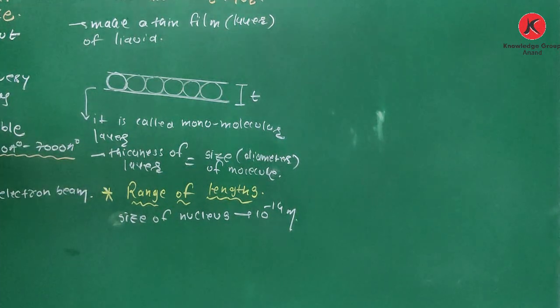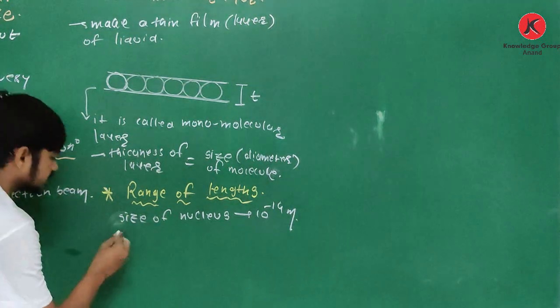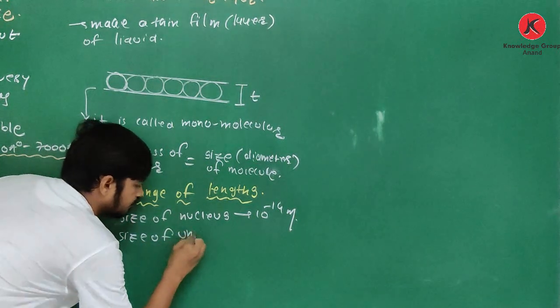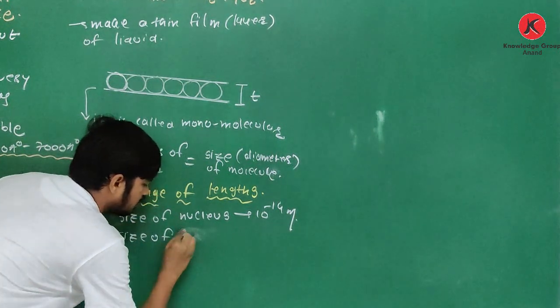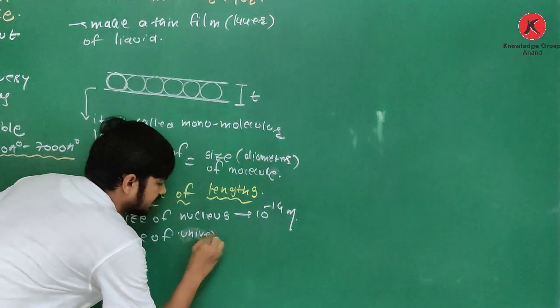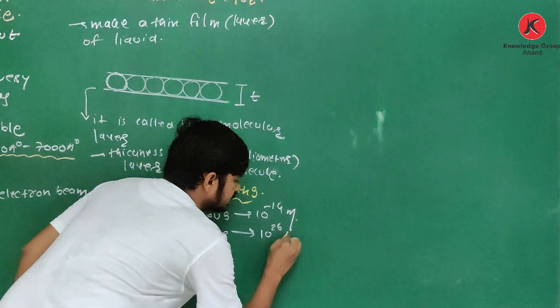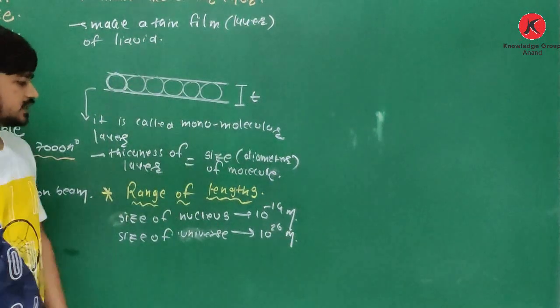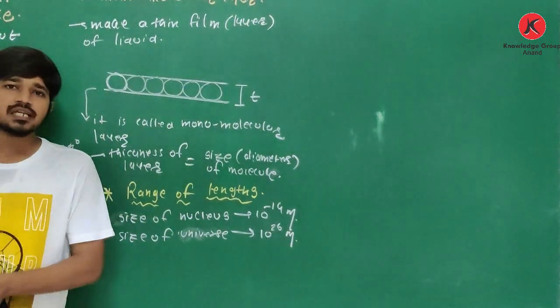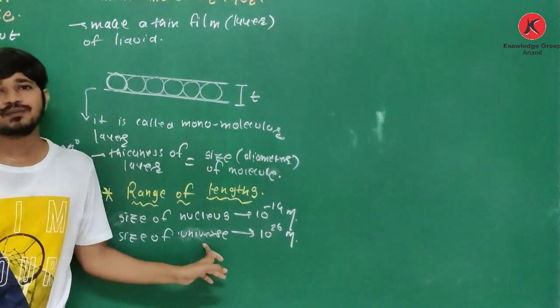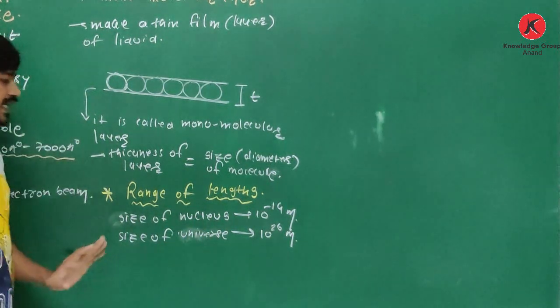And what is the largest distance? What is the largest size? It is the size of the observable universe, and it is about 10 raised to 26 meter. So that is the smallest length and that is the largest length. Clear about this? So we can say it is the range.